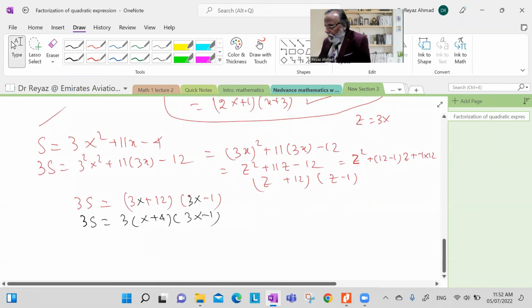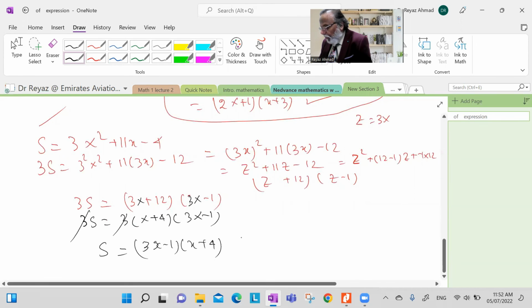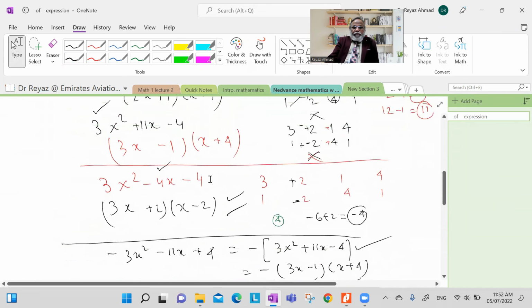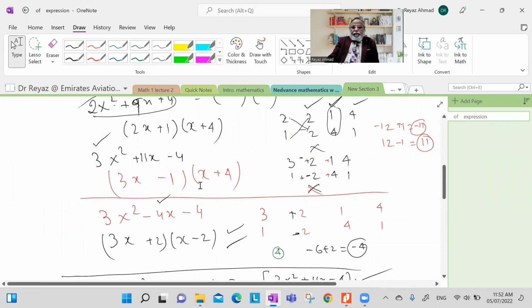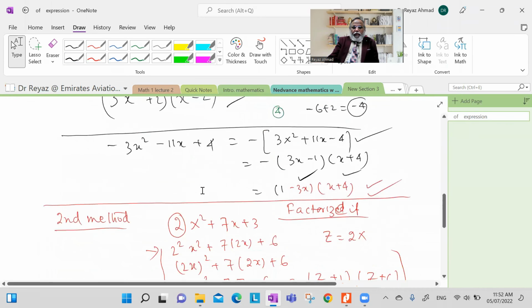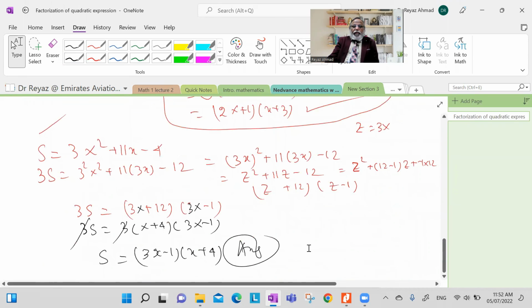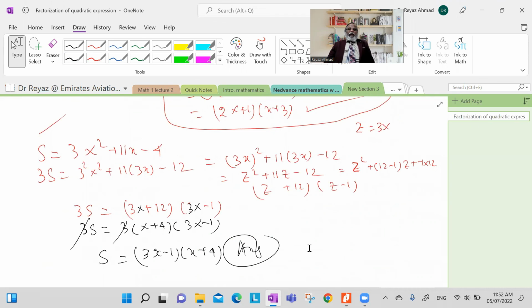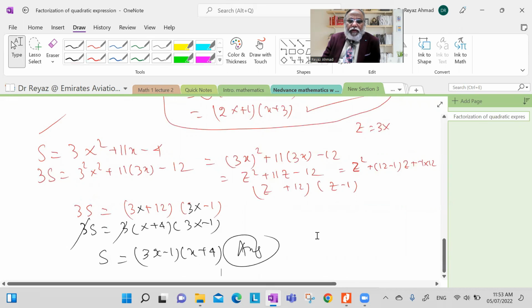So this 3 will be cancelled from both sides. I will get the solution: S is equal to 3x minus 1 and x plus 4. This is my answer. It is exactly what we have done over here. 3x minus 1, x plus 4. So this is the alternative method where you are converting the complicated portion by doing some algebraic manipulation into the simpler one. Hope you would have understood this very well.